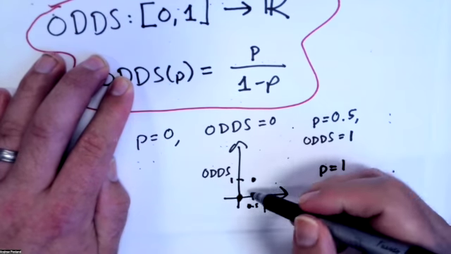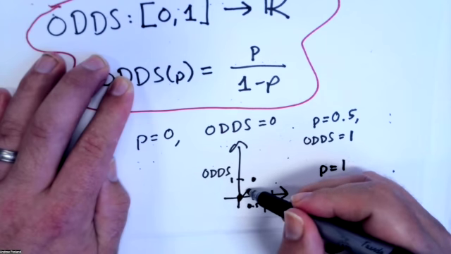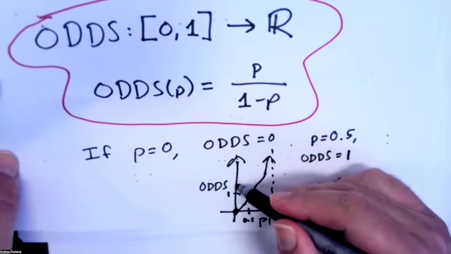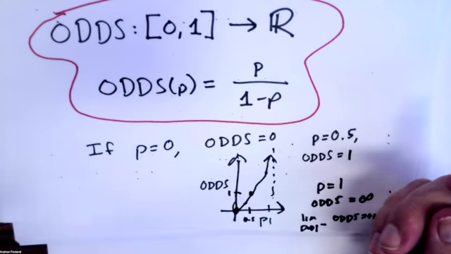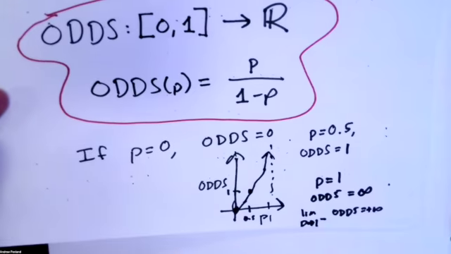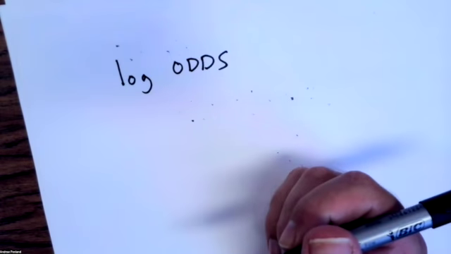But we have a function that looks like this, and that's not going to work. Instead, we're going to take this function that only goes from 0 to 1, and we're going to transform it. And instead of looking at odds, we're going to look at the logarithm of odds. So let's look at log odds. Why does this work better?